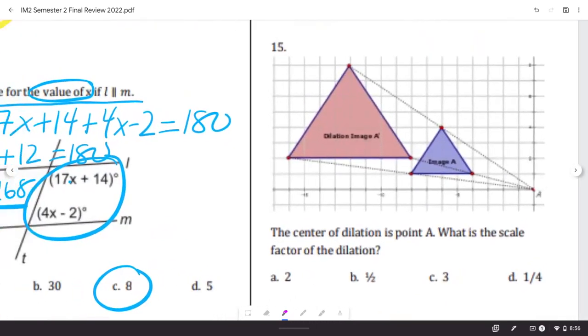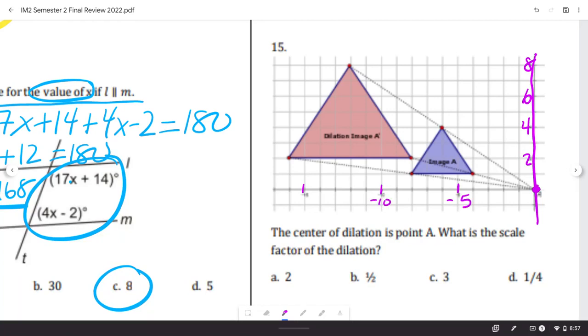Okay, right here, don't let this graph trick you. Like this is 2, 4, 6, 8. So that means this is at 0. And this is negative. So this is negative 5, negative 10, negative 15, which means this point is 0, 0. That's my center of dilation.